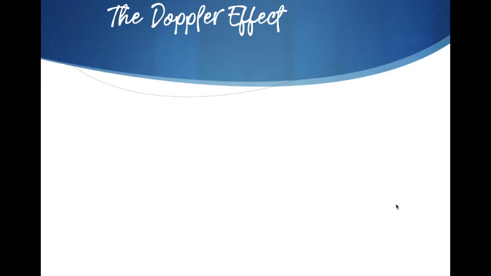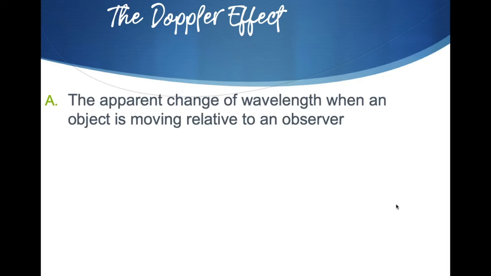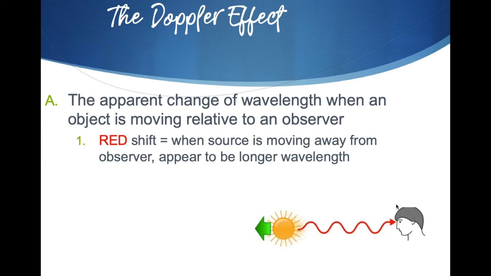Okay, but we're not talking about the Doppler effect related to sound, though the effect is similar. So the general idea of the Doppler effect is the apparent change of wavelength when an object is moving relative to the observer. So red shift happens if the source is moving away from the observer. If we're talking about light, the idea is that the wavelength would appear longer if the object was moving away.